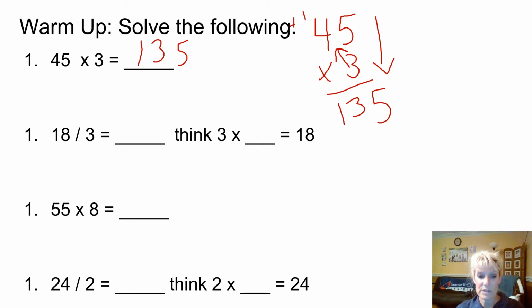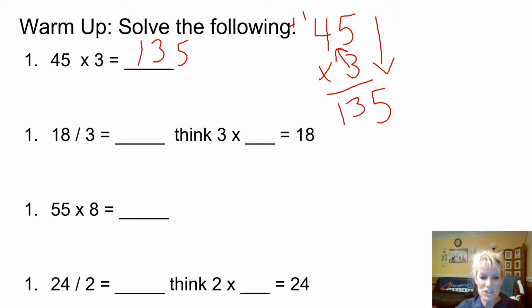All right, for the next one, this is a little division, and we're connecting division and multiplication together. So 18 divided by 3 equals blank, and I want you to think of 3 times what equals 18. So pause that and see if you can fill in that number that goes there.